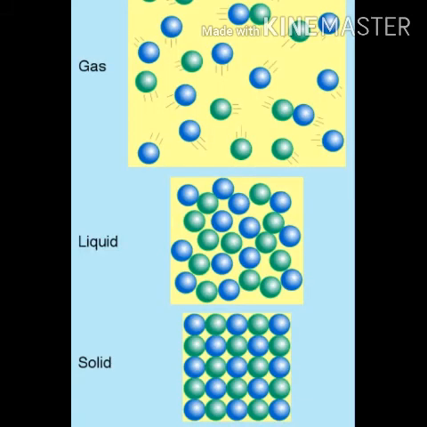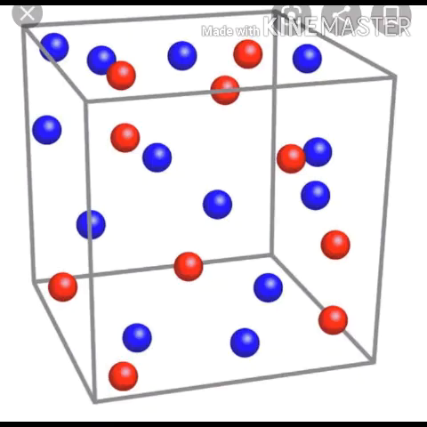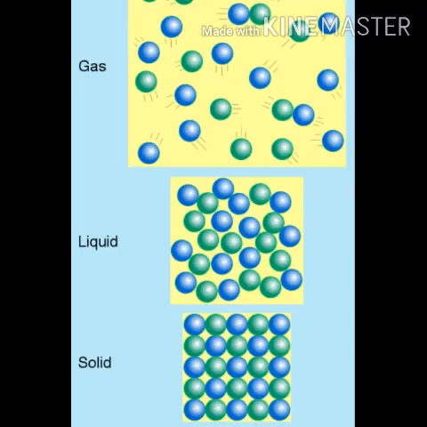So we can conclude that volume and shape of a substance are the basic properties for their classification into solid, liquid and gas. These are the defining characteristics of solids, liquids and gases. So today up to that; next we will start with another topic.